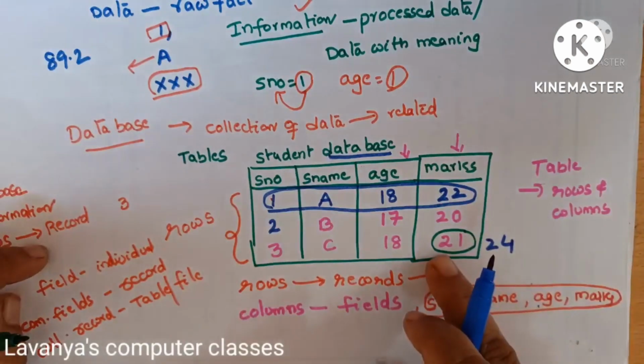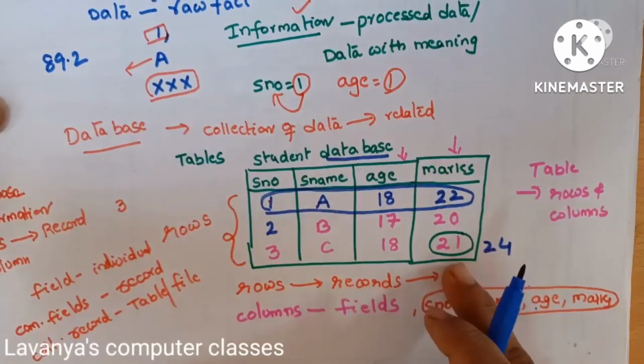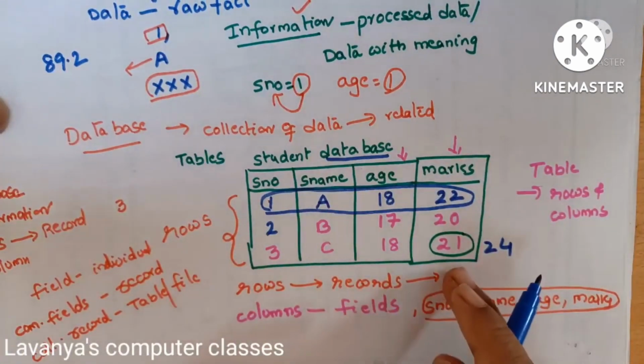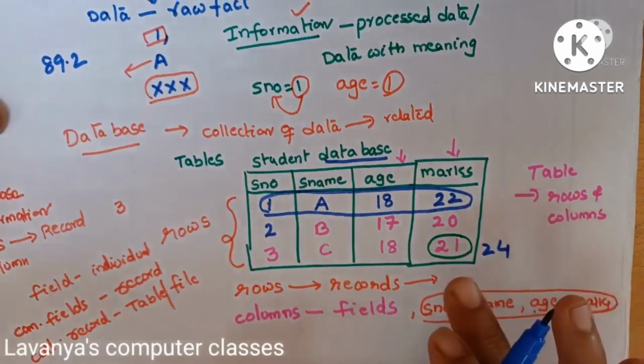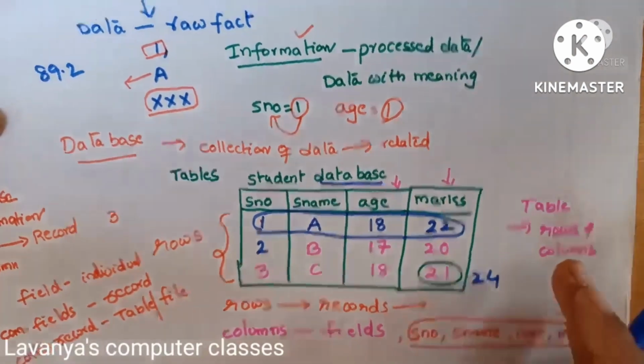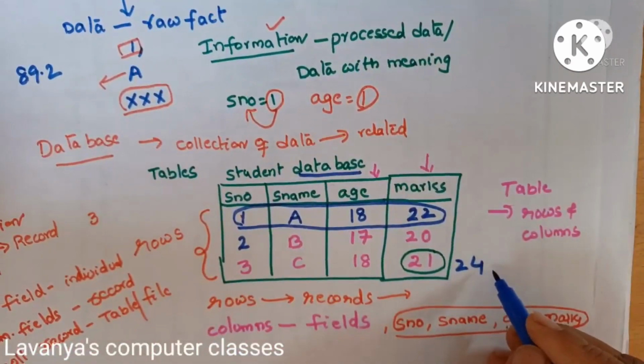So I want to change the marks in an already existing database. That is possible in a database management system. This is called maintenance. Once the database is created, you are storing the entire database in the DBMS. If you want to delete, insert or modify, this is called modification.